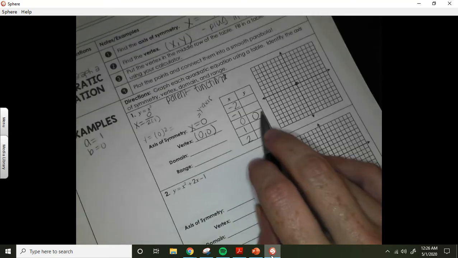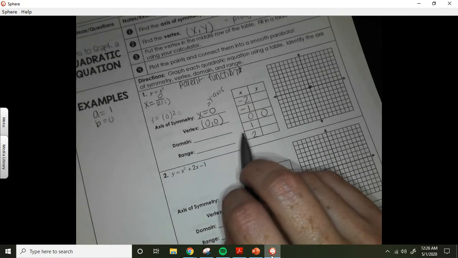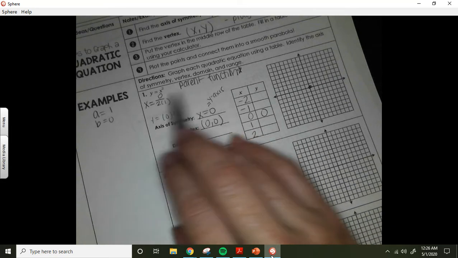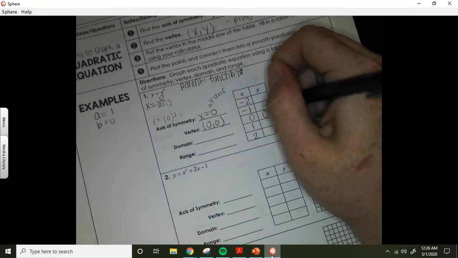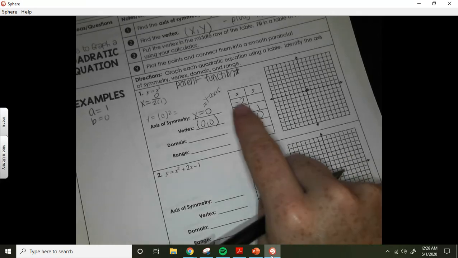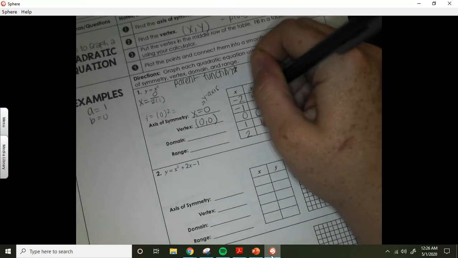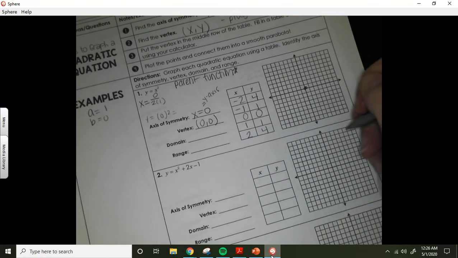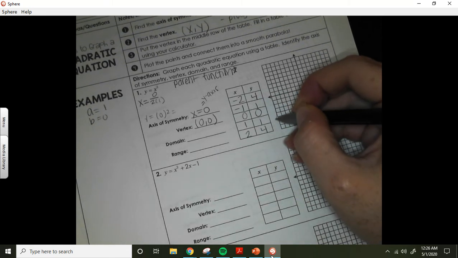So let's do this mentally real quick, because it's just a quick, simple equation. So if we plug in, negative 1 squared is 1. 1 squared is also 1. Negative 2 squared is 4. 2 squared is also 4. So hopefully you see a pattern that this matches and this matches.